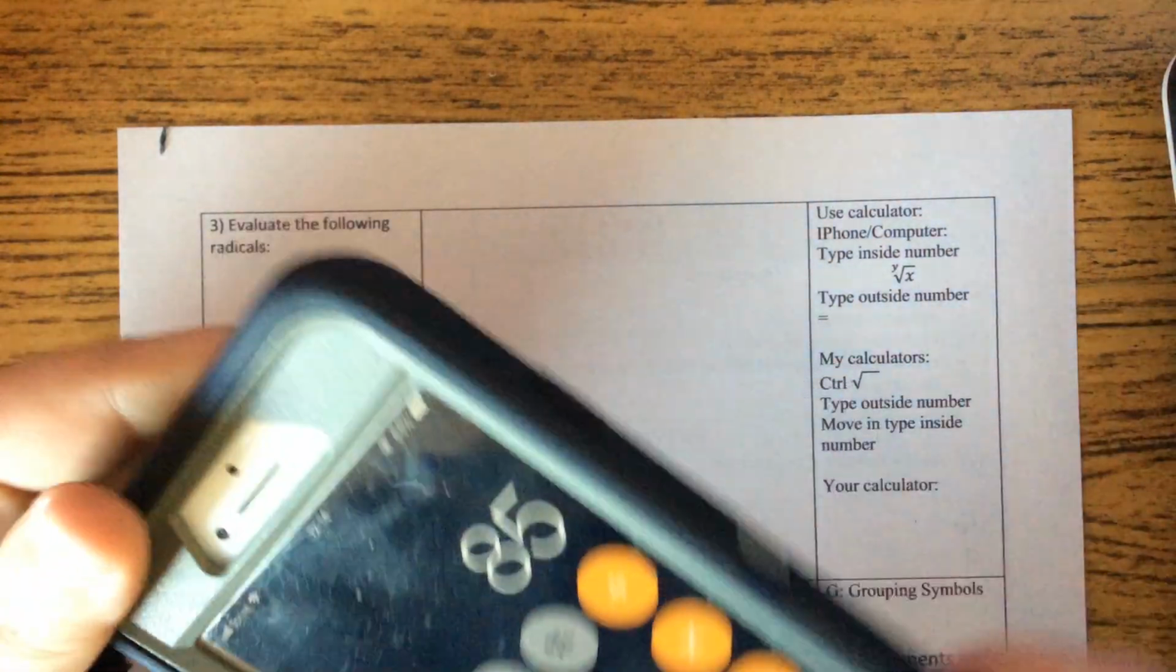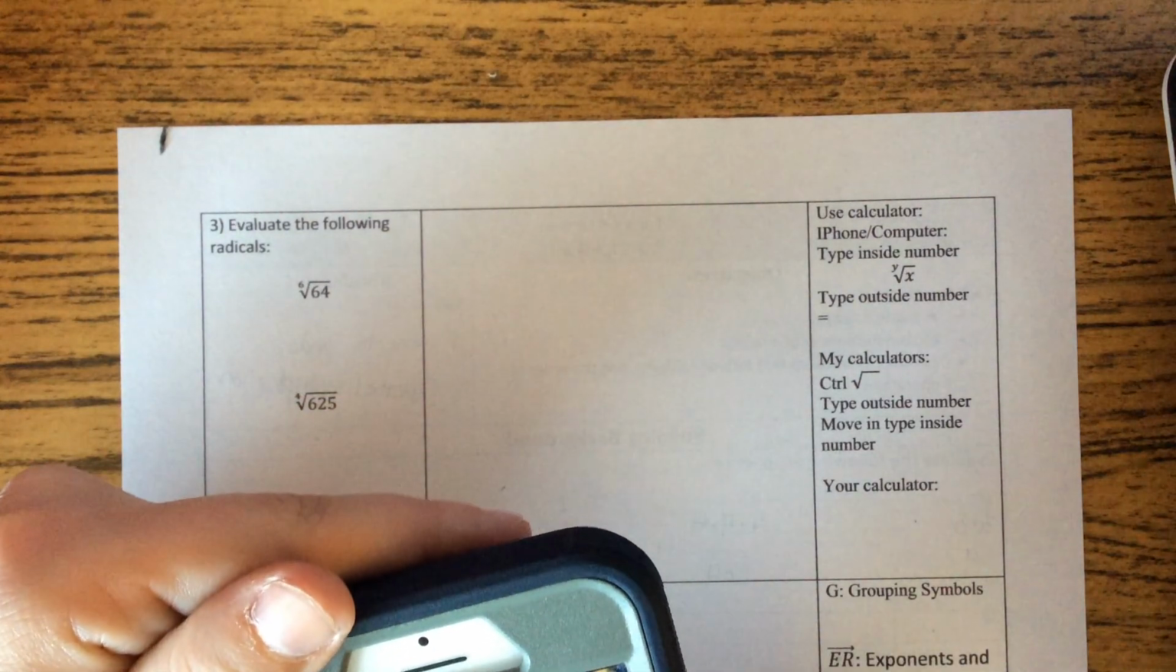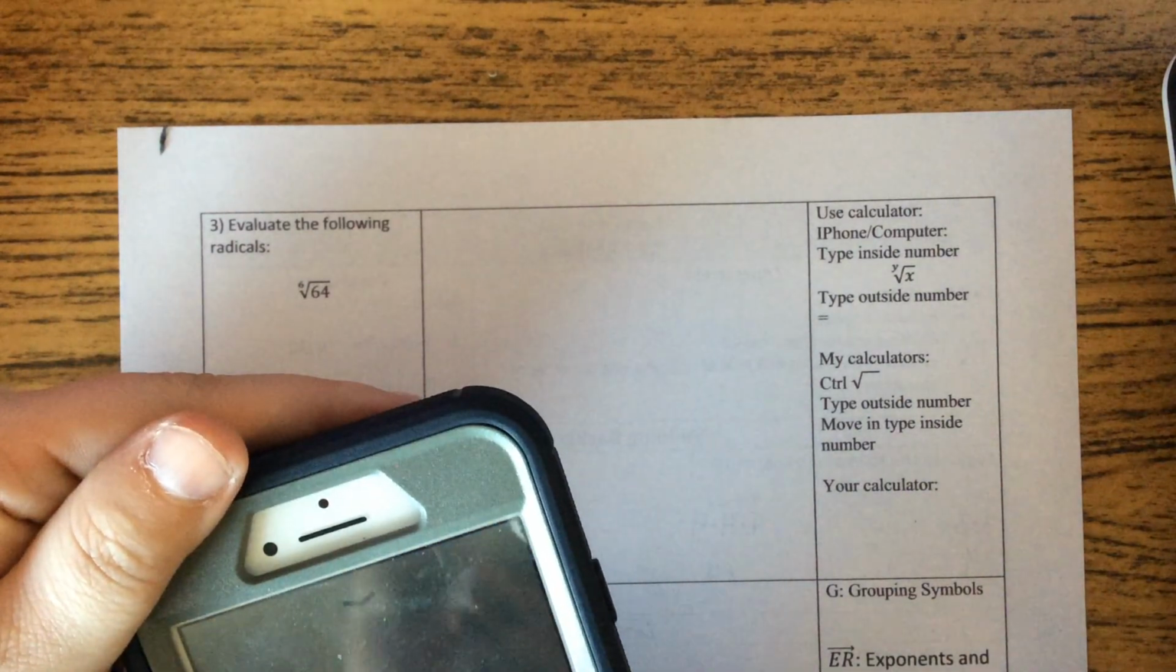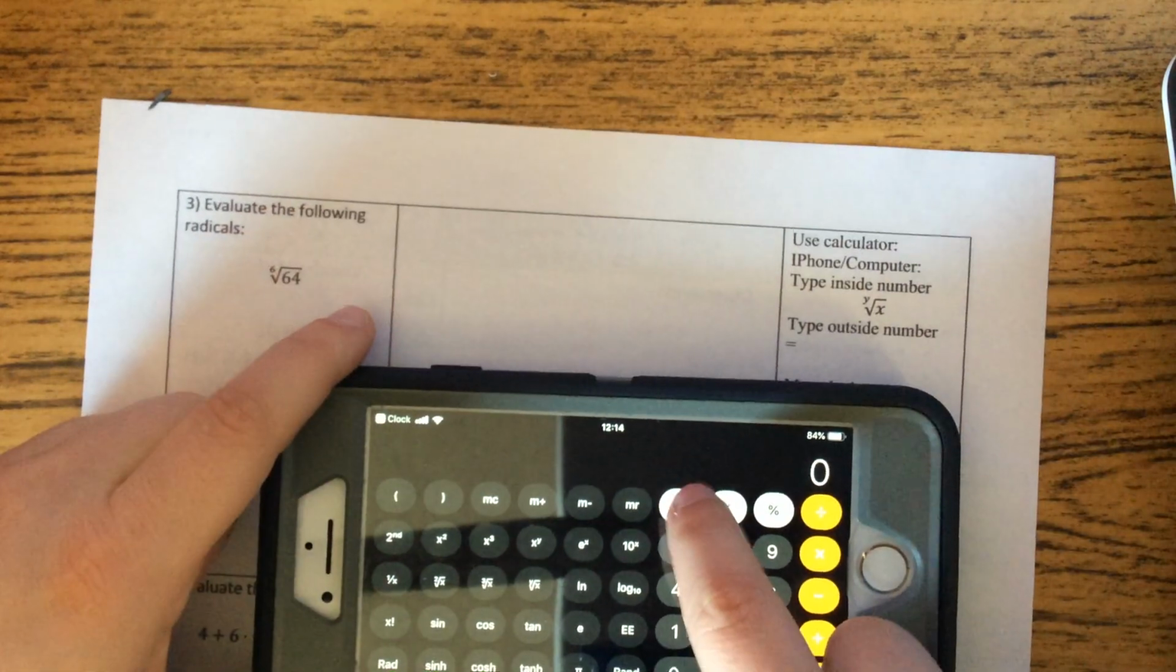So you're going to actually first type the inside number. If you're using your calculator on your phone, you do have to tip it sideways. If you're using it on your computer, you have to go to your options and say scientific. I have to turn off my rotation. Okay, that's a timer, not a calculator. There we go. Okay, so first thing we're going to do is clear.